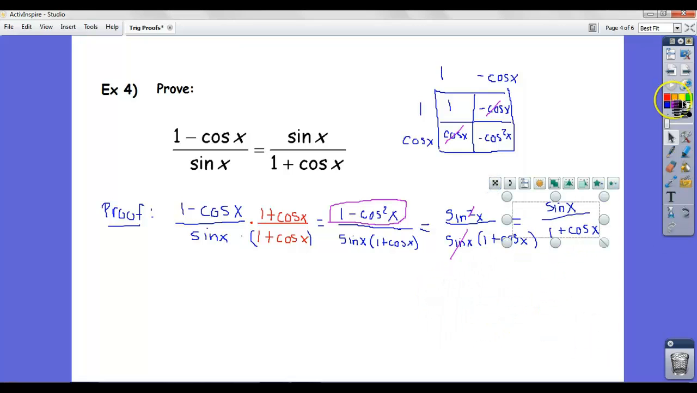Here we are. All right, so there's an example of one where you have to be a little more proactive, but nevertheless, the principles are the same for all these proofs.